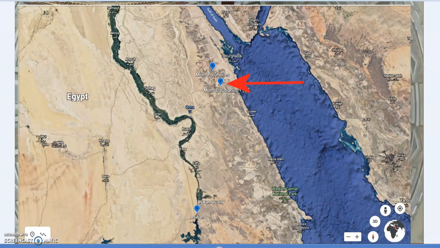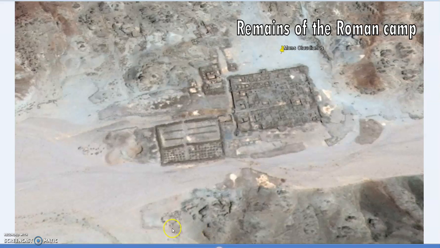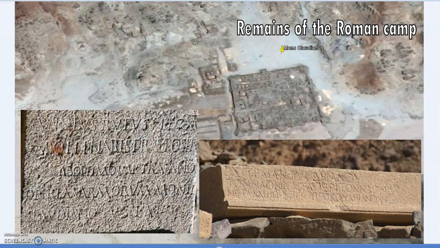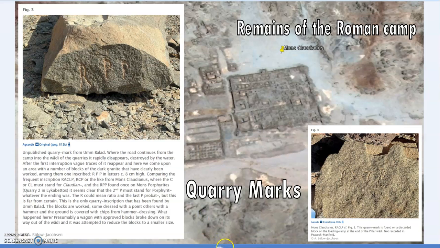But let's look at Mons Claudianus, here's the Roman encampment there. Now there was an Egyptian presence prior to the Romans, going back quite some time, and they were sourcing stone from here. But if we look at the Roman encampment, there are inscriptions placed there in both Greek and Latin, but more importantly we also have the quarry marks. So the quarry workers, in Greek and Latin, would mark the stone.